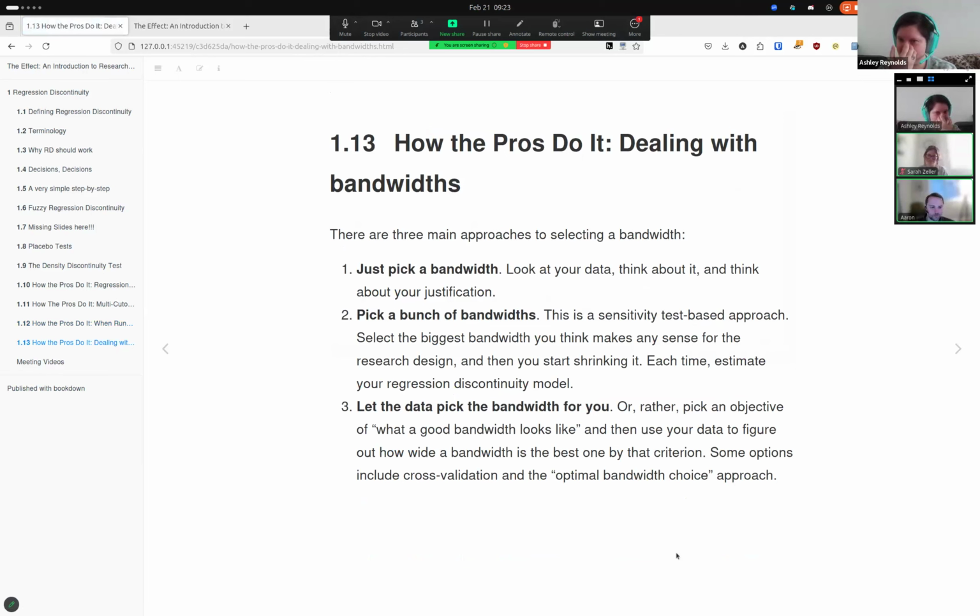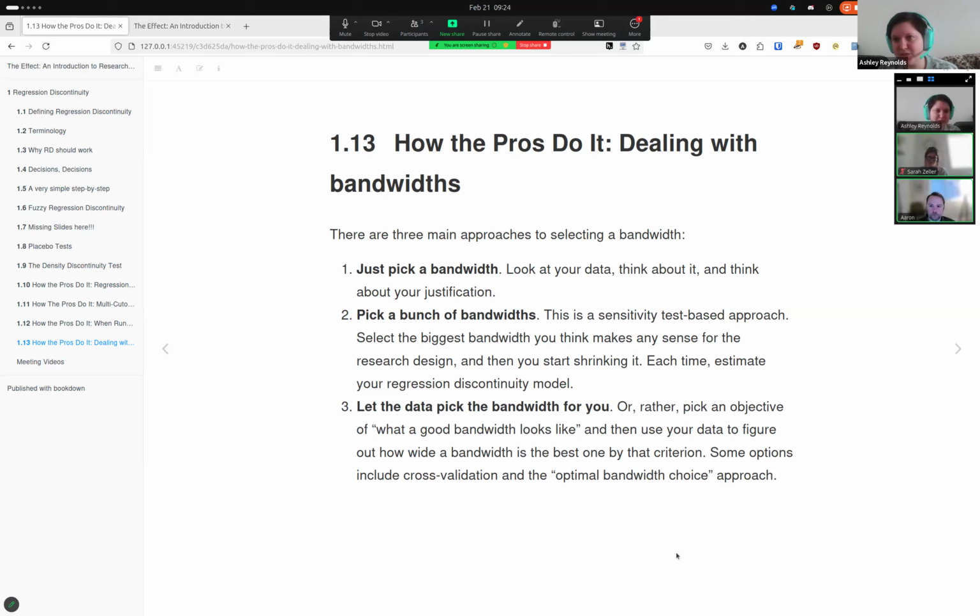All right, so our last section is all about dealing with bandwidths. And this is pretty straightforward. There's three main approaches to selecting a bandwidth. The first is the non-technical approach, we'll call it that, which is you pick a bandwidth. Of course, it's a little bit more complicated than that. You're not just throwing darts to pick a bandwidth. You're looking at your data, thinking about what makes sense as a bandwidth and why you would justify the bandwidth that you select, and just going with that.